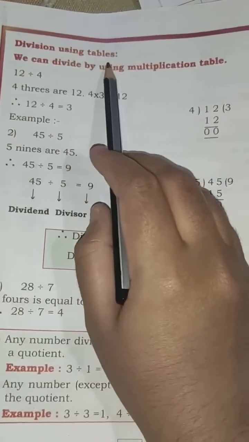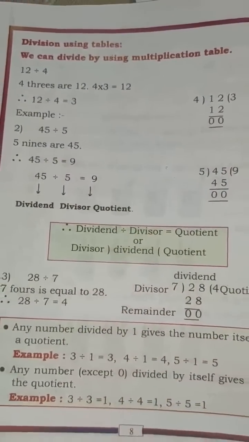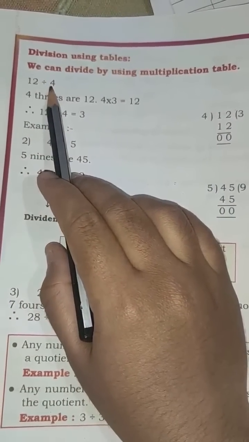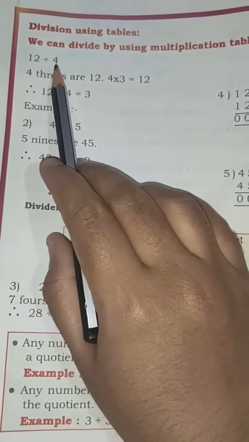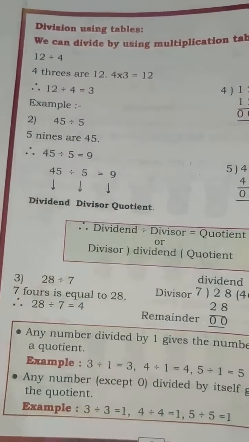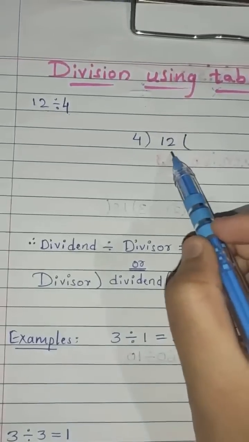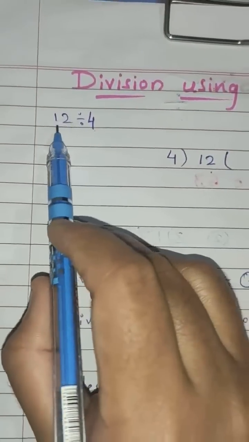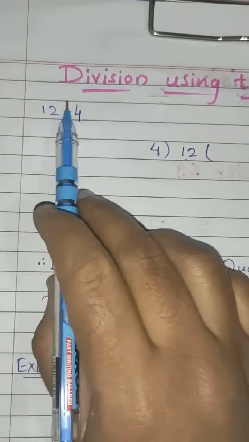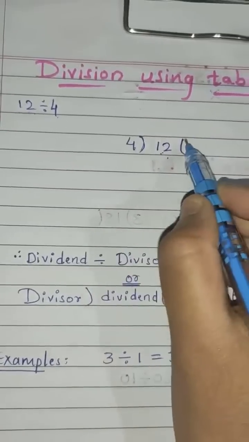Now, children, come to page number 8. Division using table. So, we can divide by using the multiplication table. Okay. So, let us take one example here. 12 divided by 4. I will show you how you have to divide the numbers by using multiplication tables. So, 12 divided by 4. This is how you have to write it. You write the 12 here and the 4 will be here.